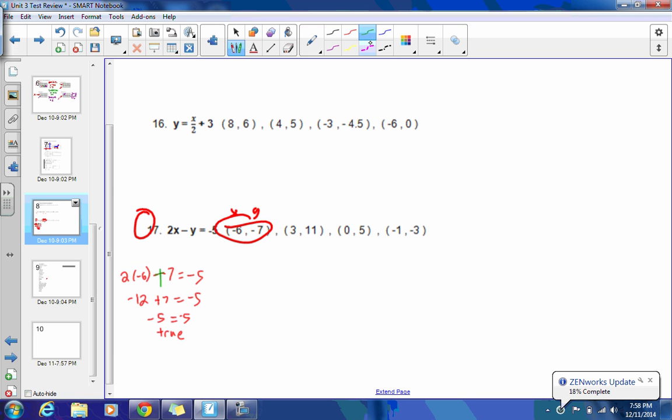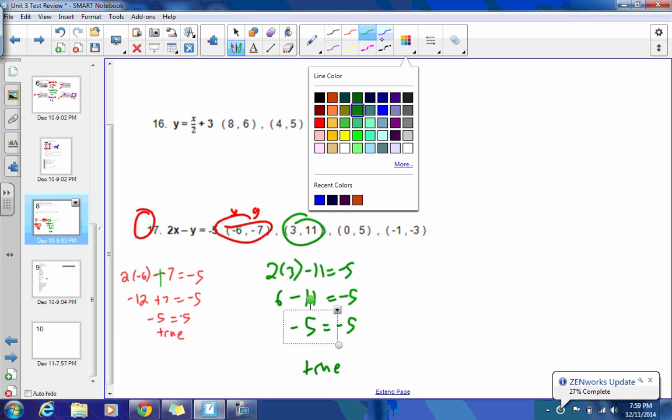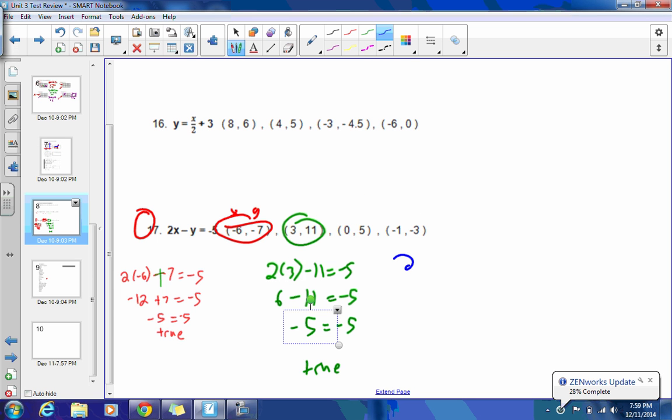Alright, so let's try this one, 3, 11. 2 times 3 minus 11 equals -5. 6 minus 11, and that is -5. That's true. Sounds good. Let's try another one. We'll do blue for this one. 2 times 0 minus 5 equals -5. That's just 0, so -5 equals -5. And that one is also true.